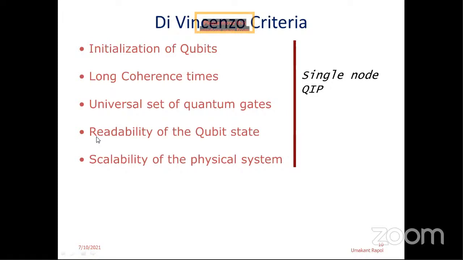Then you need to be able to read the state of the qubit. So if my atom is in the excited state or the polarization state is in one of the polarization states, then you need to be able to read it out and say that, okay, my qubit is in ground state or an excited state. Then the most important aspect, which currently everybody is struggling with around the world, is scalability.